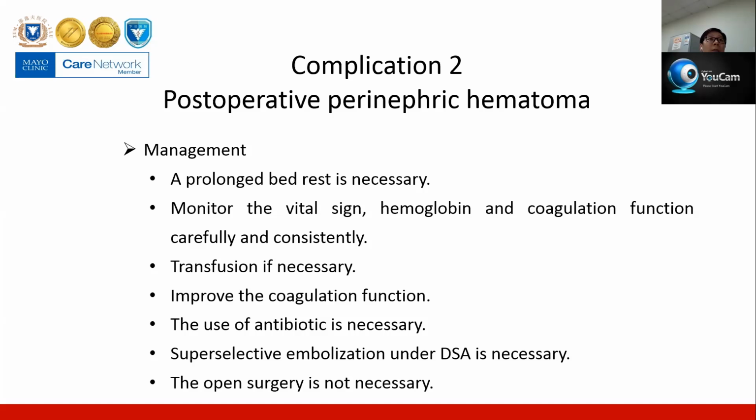Because the perinephric hematoma may induce infection of the retroperitoneum, the use of antibiotics is necessary. And if the conservative treatment didn't succeed, selective embolization under DSA is necessary. It's a mature therapy and also the best option for the patient. And open surgery should be avoided, I think, because actually the surgery cannot deal with the hematoma except for the nephrectomy.